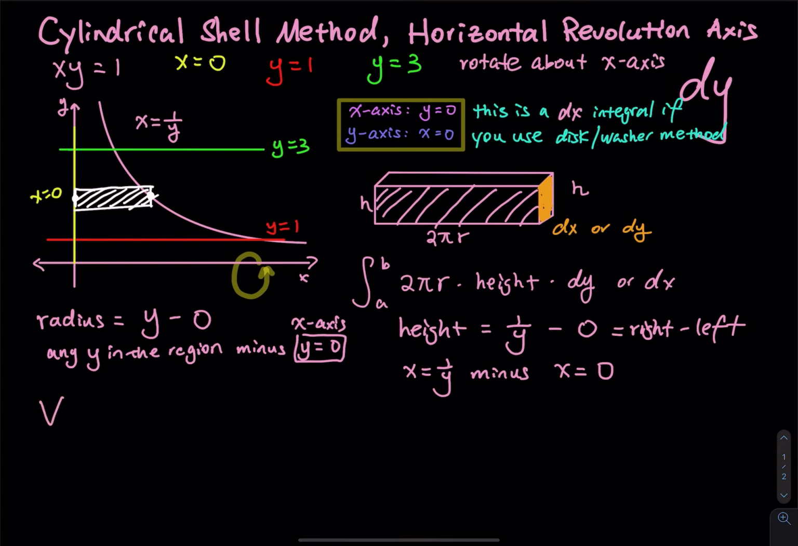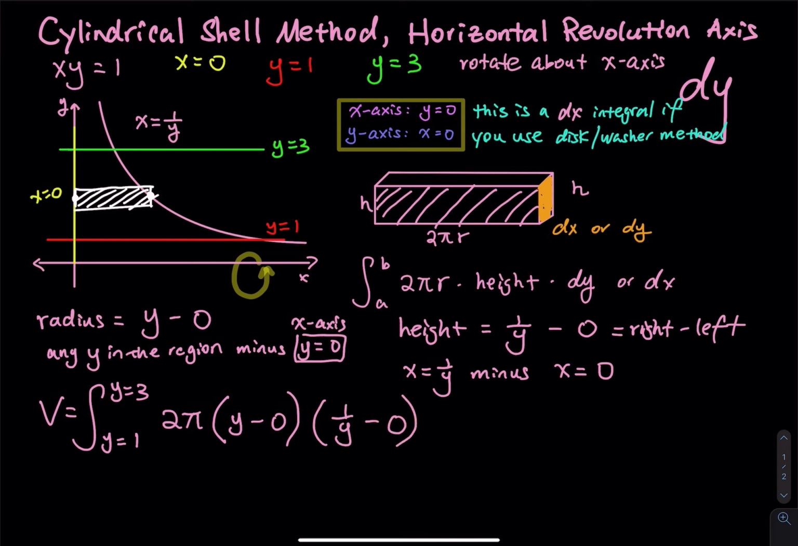Let's go ahead and find the volume. So y goes from where to where? Y goes from 1 to 3, right? And then we have 2 pi radius. The radius is y minus 0. Do not simplify that, because 2 days from now, when I come back to my notes, I need to know exactly what I wrote 2 days ago. And then the height is 1 over y minus 0. And then the thickness is dy. So that's the integral to find the volume using the shell method.